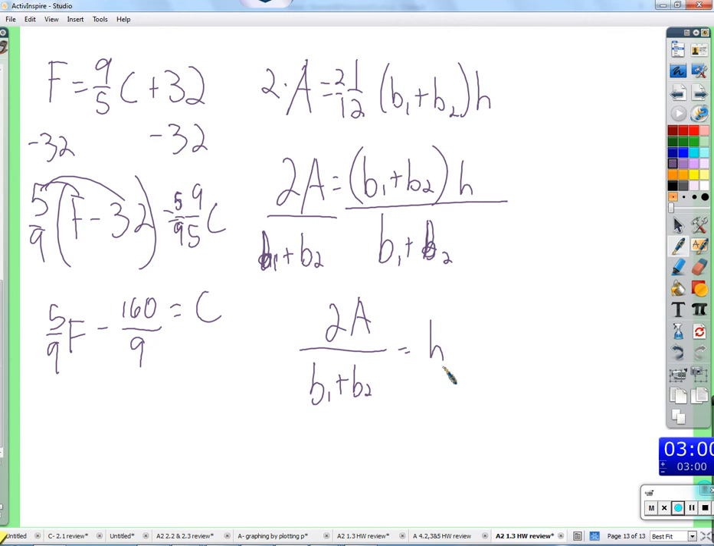Right? Do it other ways too, right? You could just really quickly divide both sides by 1/2 times (B1 plus B2) all at once. H could equal A over 1/2 times (B1 plus B2). I like this because it doesn't have a fraction inside the fraction. Yeah. So there's a place to go.